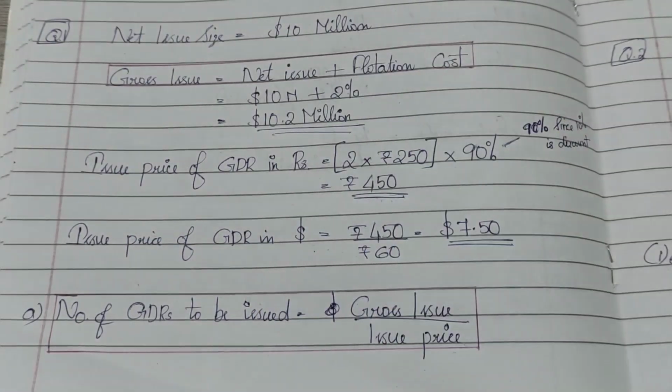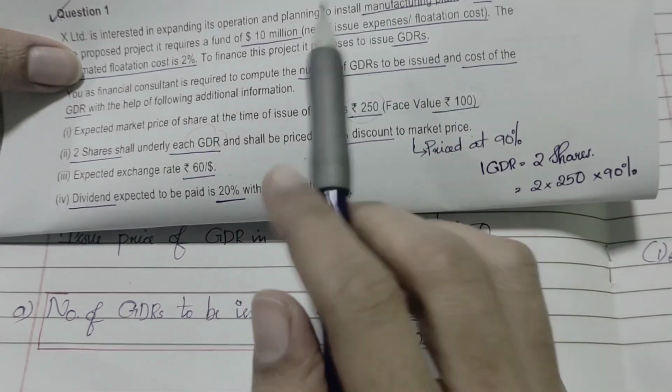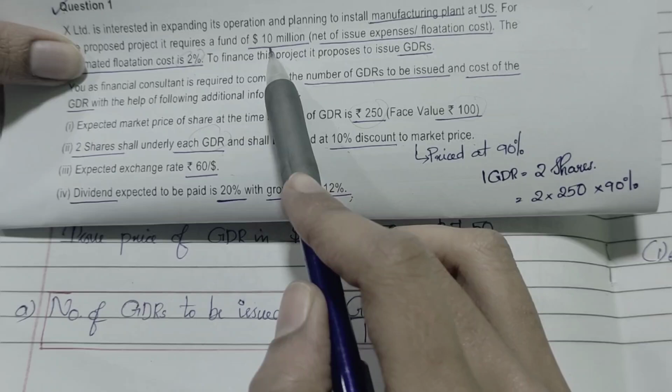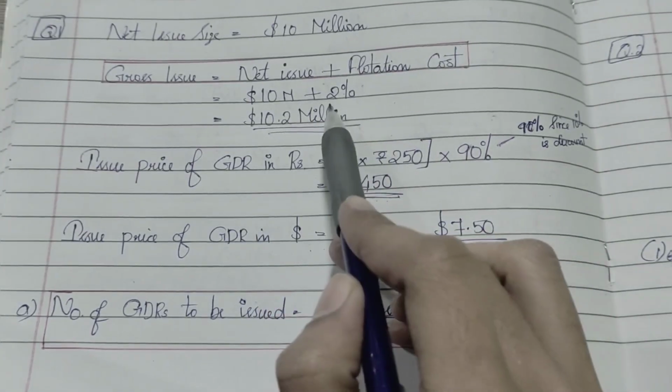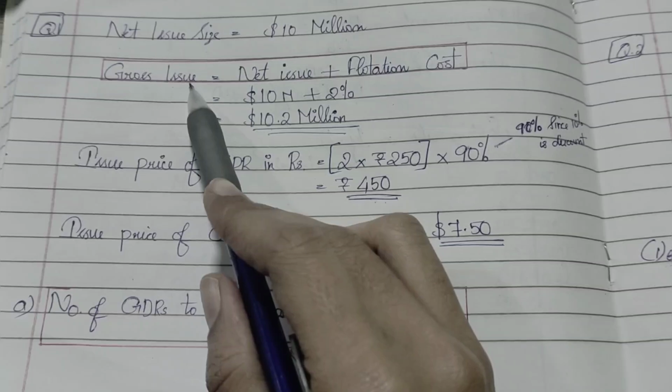So the net issue size is 10 million US dollars. In order to compute the gross issue, we can add this 2% flotation cost to the net issue. 10 plus 2%, 10.2 million US dollars will be the gross issue of GDR.